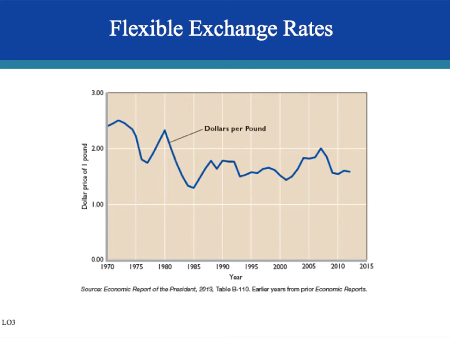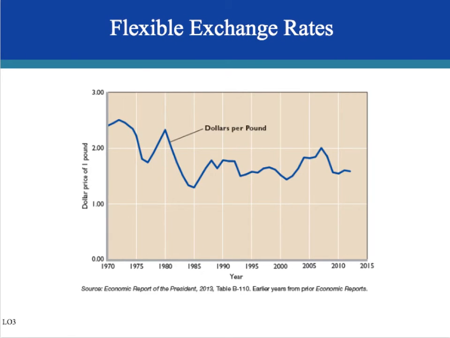Okay. We can see how many dollars it took to buy a pound from 1970. So before 1971, it used to be fixed at $2.40 to a pound, then it was allowed to float. And so you could see it's been a little volatile in the start, and then it's kind of stabilized for the most part.